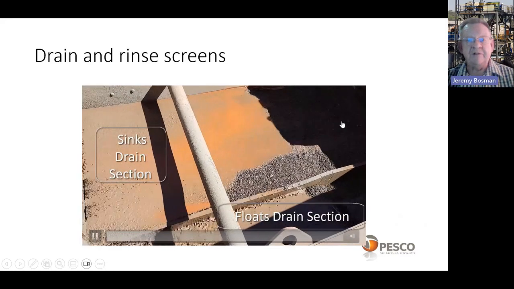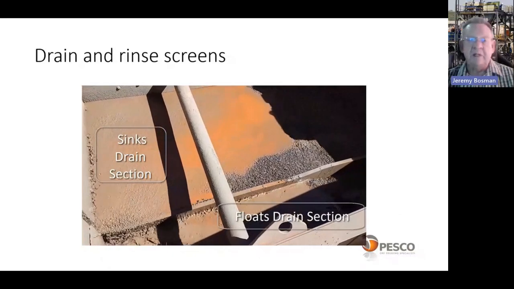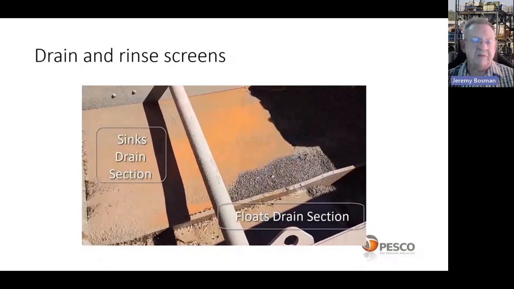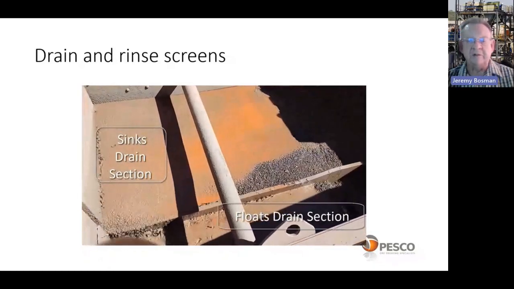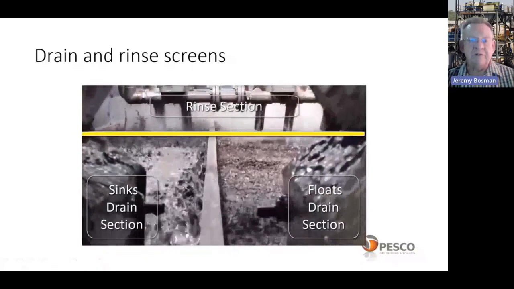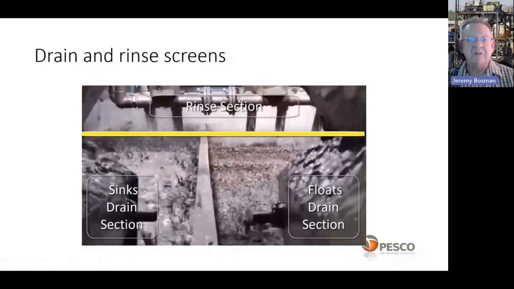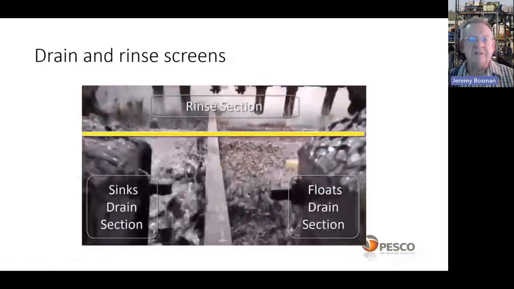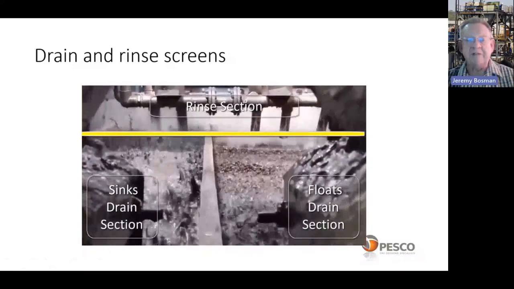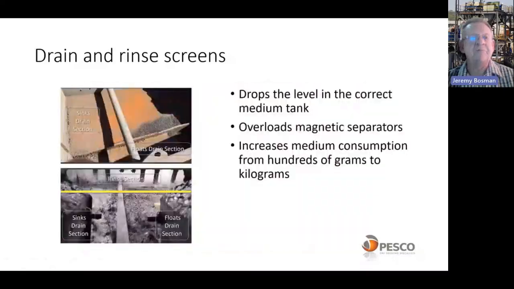If we look at drain and rinse screens, this is an example of an iron ore application, 8 by 1 millimeter. You can see on the sink screen, it's not draining at all. In fact, the medium and the ore are running over into the floats section. Another example of a split drain and rinse screen. On the left-hand side, we've got the sinks. On the right-hand side, we've got the floats. And above the yellow line, we've got the rinse section. You can see on the sink side, we're just not draining the medium at all, whereas on the float side, the medium is draining. And again, this leads to carryover of medium and various other issues.